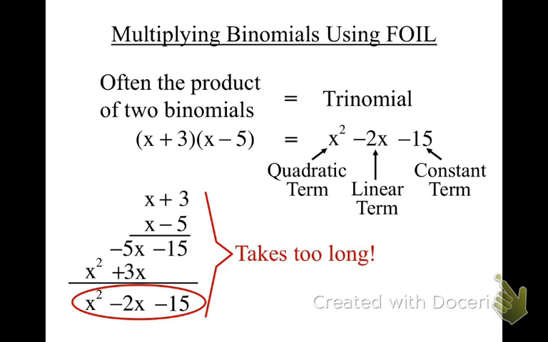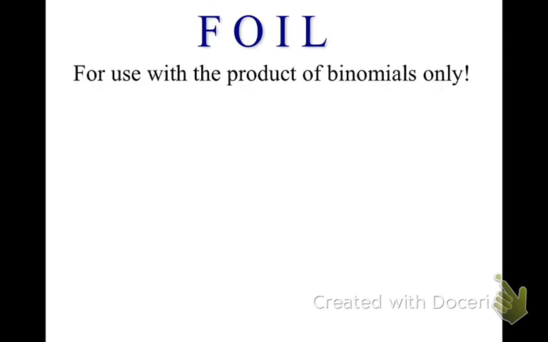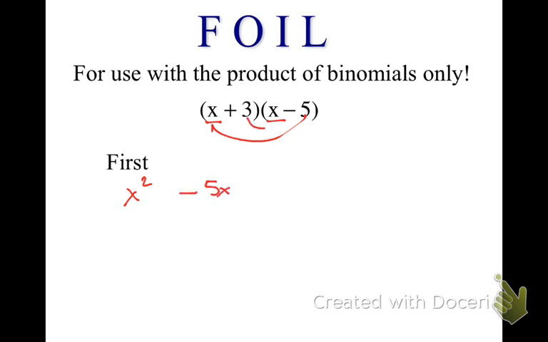So, this takes too long. I'm going to show you a little shortcut. Well, first we'll learn to FOIL. Then I'll tell you the memorization technique. FOIL means we multiply the first term in each, right? This is our first. So that would be x squared. We multiply the outside, which are these two. So that would be negative 5x. We multiply the inside, which would be plus 3x. And we multiply the last terms. 3 times 5, which is 15. Does that make sense? First, outside, inside, last.